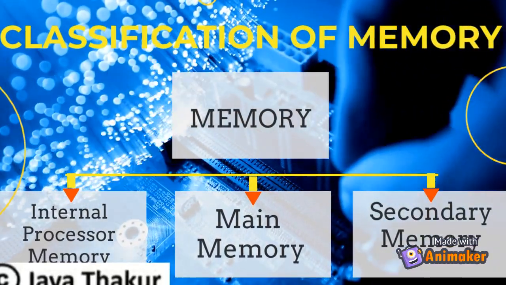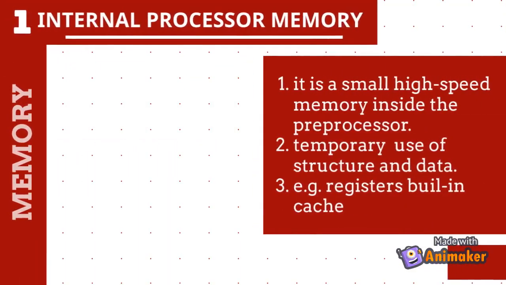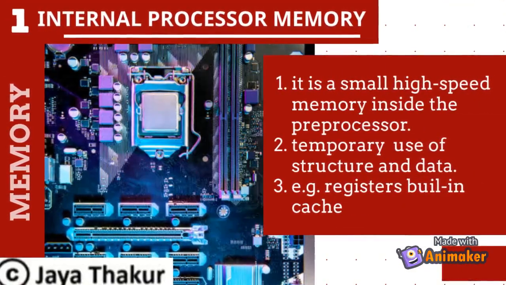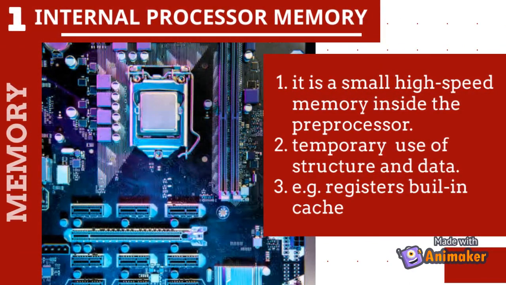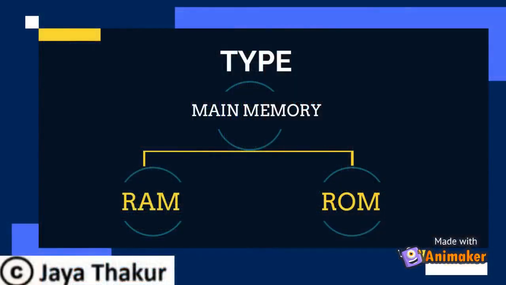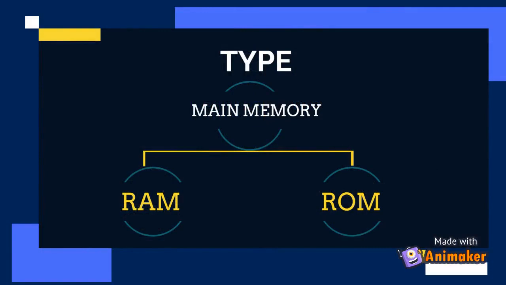internal processor memory. This memory is small in size and high in speed. It's memory inside the processor. It has temporary use of structure and data. For example, registers, built-in cache. Main memory is of two types: RAM and ROM.